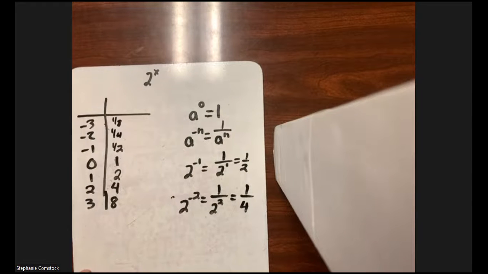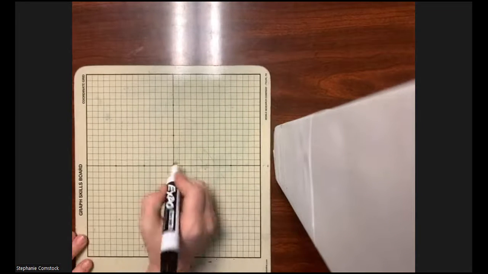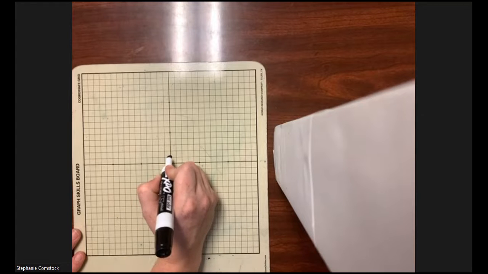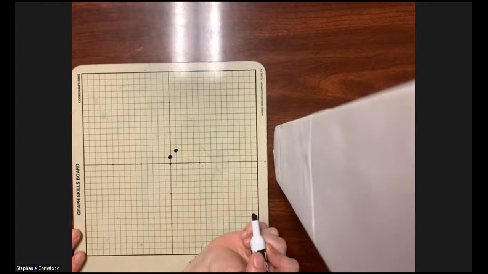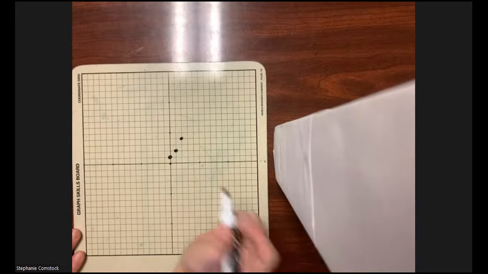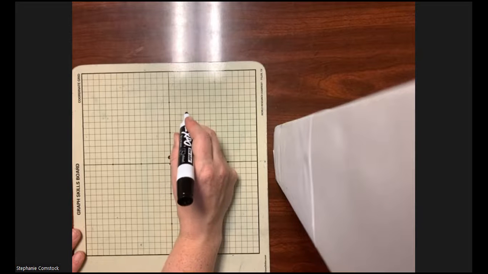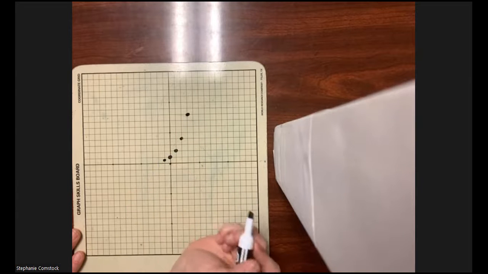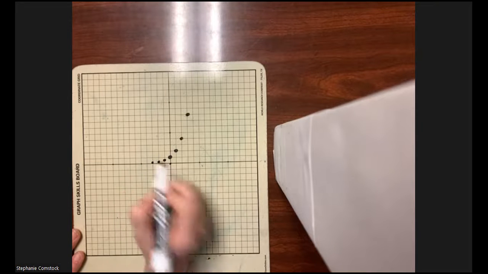Okay, so now if we were going to graph these, I'm going to come over here to my board tab. I am going to use this as the origin right here. We had 0, 1, 1, 2, 2, 4, 3, 8, and then at -1 we were at 1/2, -2 we were at 1/4, and then -3 at 1/8.